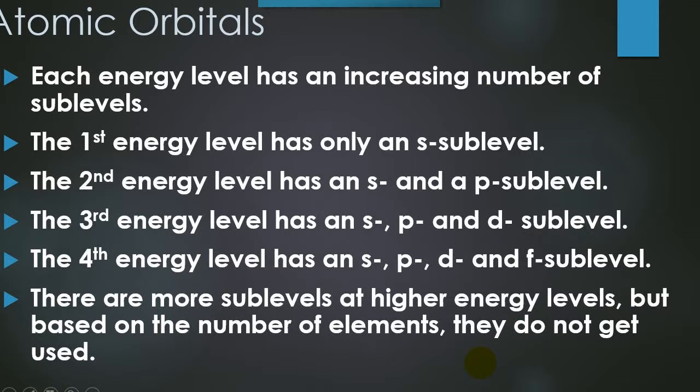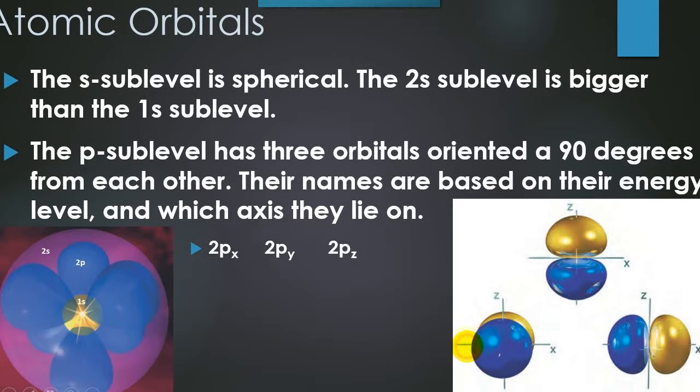Each energy level has an increasing number of sublevels. So the first energy level has just an s sublevel. The second energy level has an s sublevel and a p sublevel. The third energy level has an s and p sublevel, but also a d sublevel. The fourth energy level has an s, p, and d sublevel, but also an f sublevel. And there are more sublevels at higher energy levels, but based on the number of elements we currently have in our periodic table, those sublevels don't get used, but they do exist.